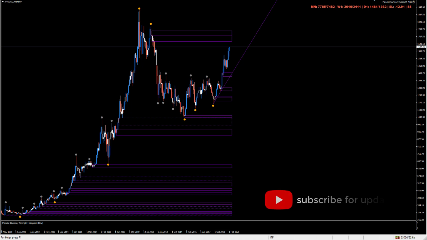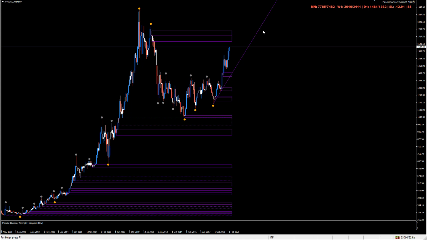Today we're going to look at gold. So starting with gold, let's have a look on the monthly chart. Here we can see very clearly price approaching monthly supply. What does that mean? Well, that means that we're probably going to see prices have a bit of a bounce and potentially move lower from here.